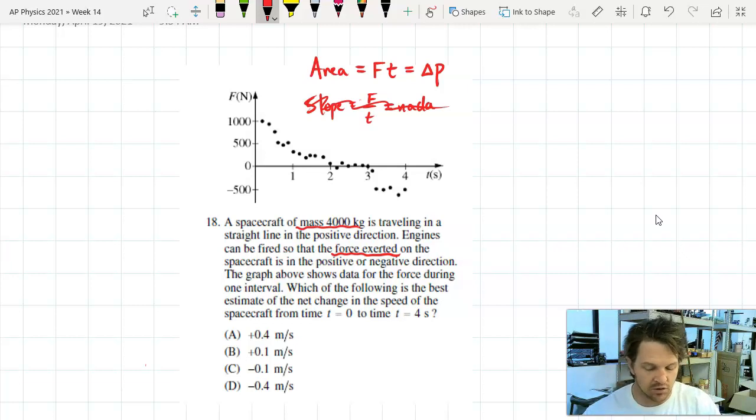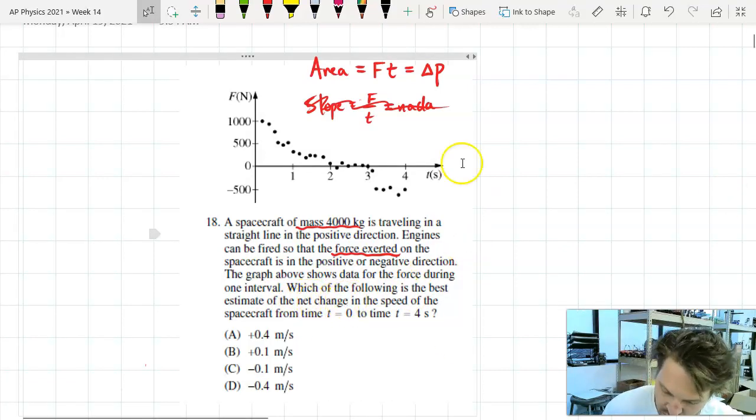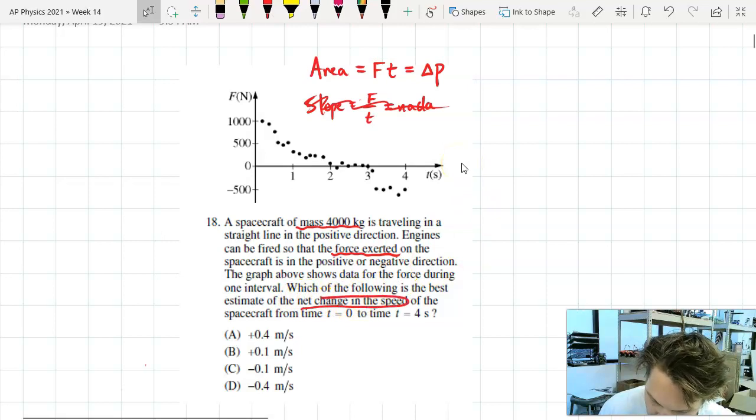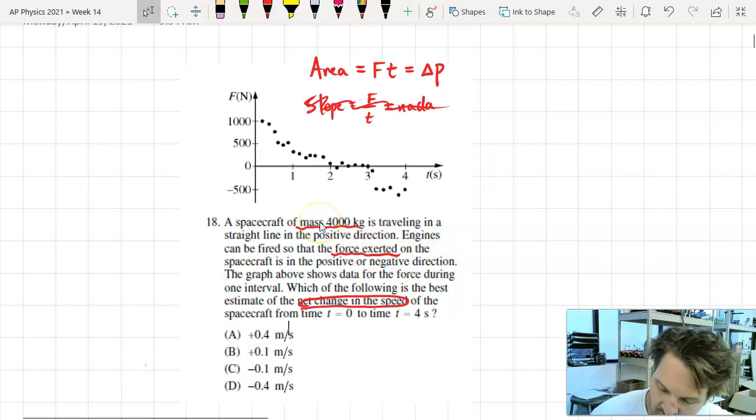And now we can see what the question actually wants us to answer. The graph above shows data for the force during one interval. Which of the following is the best estimate of the net change in speed of the spacecraft from 0 to 4 seconds? So we are being asked to solve for delta V, change in speed.